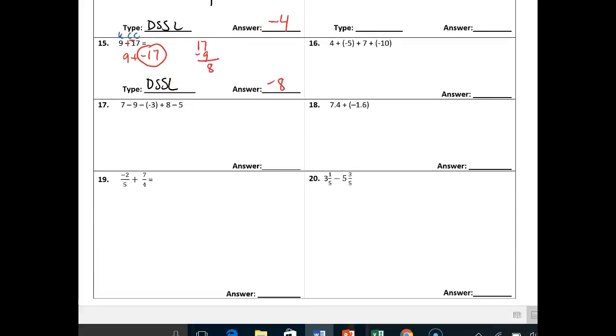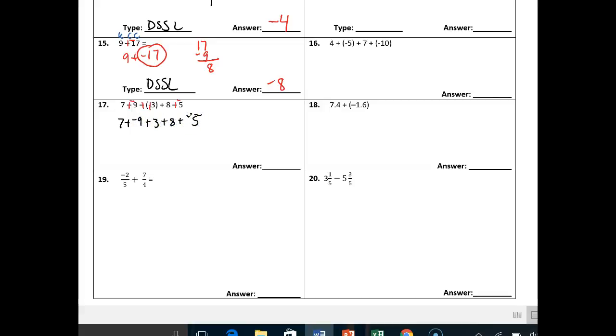17, whole bunch of minus signs here, so let's make sure we do this correctly. We have minus, so plus a negative, minus a negative, so plus positive. Plus sign stays locked in, minus sign again, plus a negative. So let's rewrite this problem out as 7 plus negative 9 plus 3 plus 8 plus negative 5.